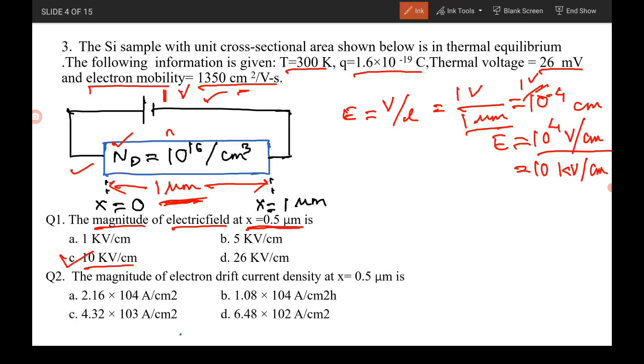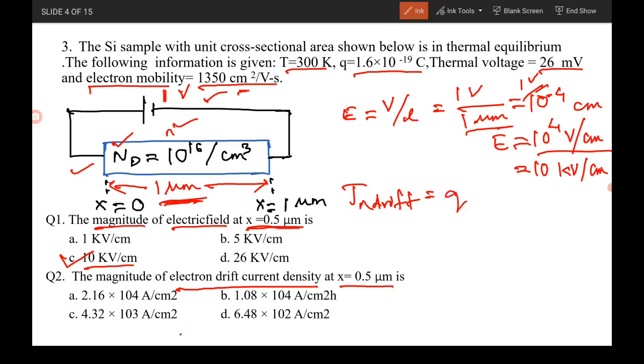Now next, moving on to the second bit. In the second bit you can see what is given is the magnitude of the electron drift current density at x equal to 0.5 micrometer. So what is your drift current density? It is J. Here we are going to write it as Jn drift, because we are dealing with the n-type semiconductor. So Jn drift is equal to how much?